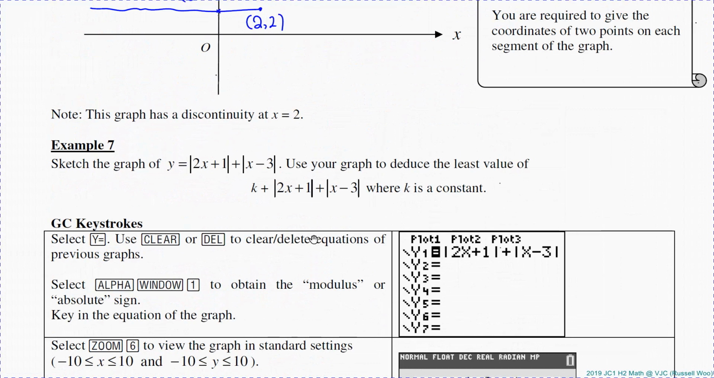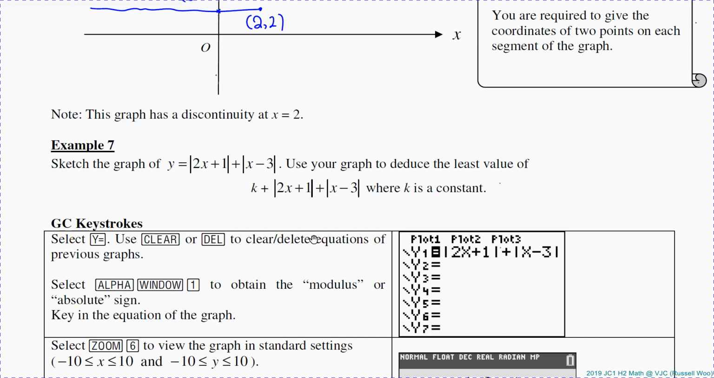Okay, sketch the graph y equals to this. Do we all know what this means? The modular sign? Yes, yes. Okay. This is quite a tough example actually. Now we need to sketch this. Use your graph to deduce the least value of this.